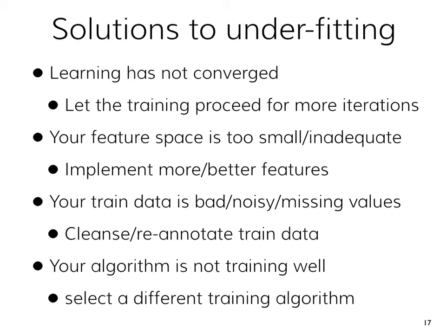In the case of underfitting, we might have situations where you don't actually get the performance even on the training data. This could be because your training has not converged, or has stopped too early. You need to give more passes to your training algorithm. Maybe your feature space is too small, it's not capturing the important properties of your training data, so you need to implement better features. Or maybe your training data is noisy and you need to re-annotate your training data. Or maybe your algorithm itself has a problem and it's not learning efficiently from your training data.